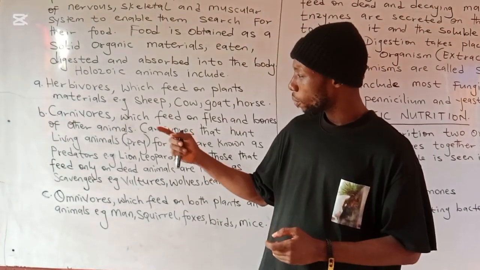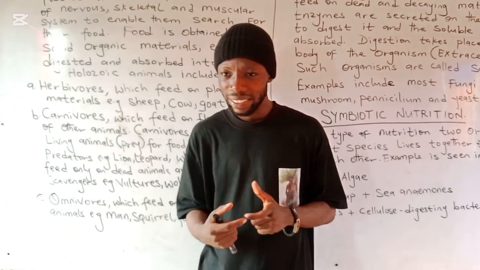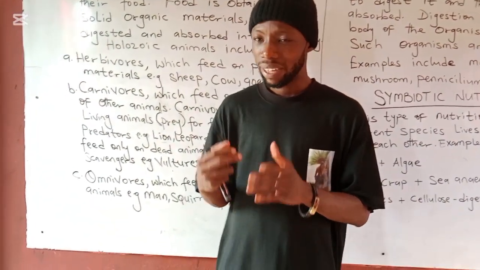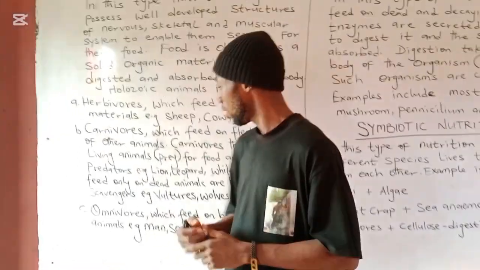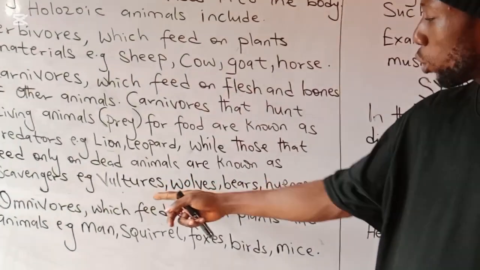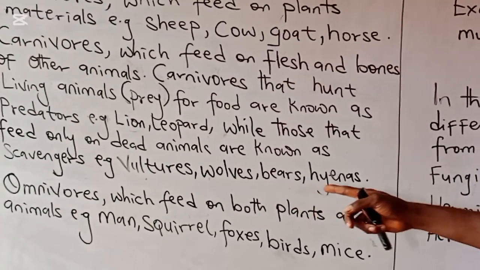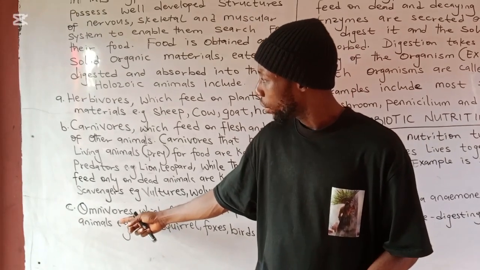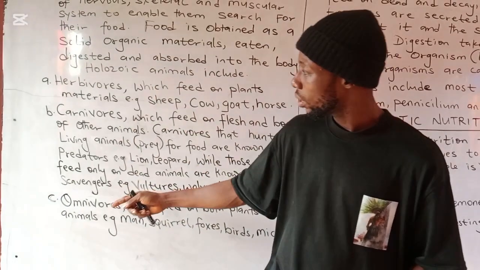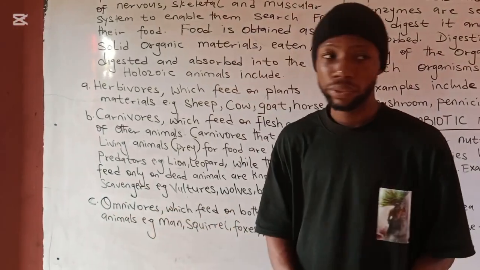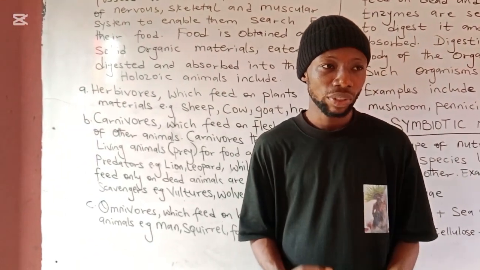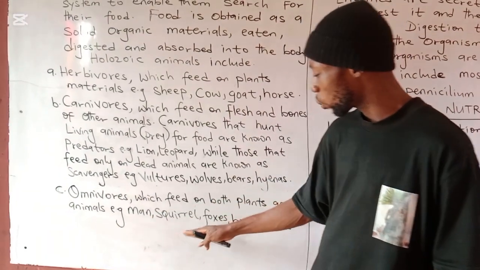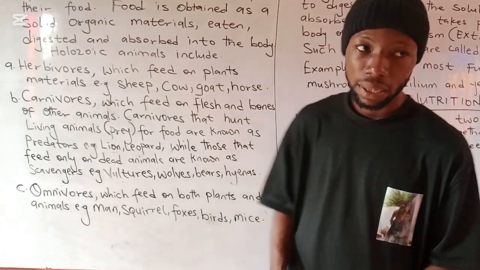Then some carnivores feed on dead animals. These carnivores that feed on dead animals are regarded as scavengers. Examples on the board are vulture, wolves, bears, and hyenas. The last category of Holozoic here on the board is omnivores. Omnivores are those that feed on plants and animals, and the examples include man, squirrel, fox, birds, and mice.